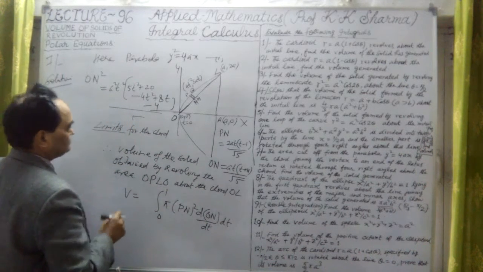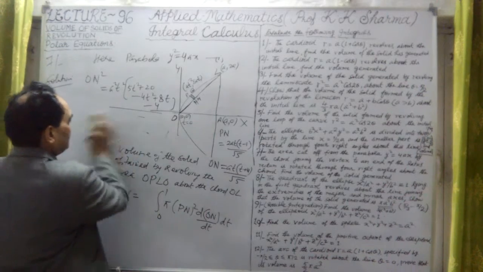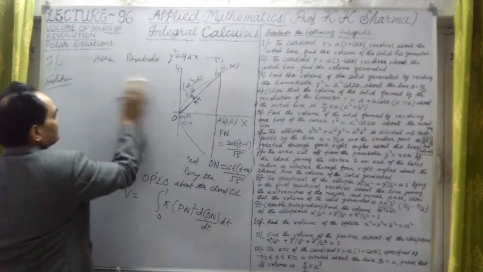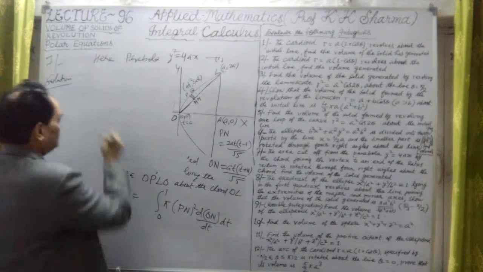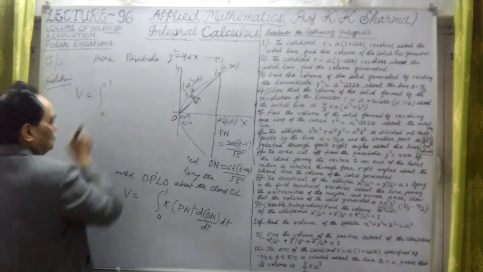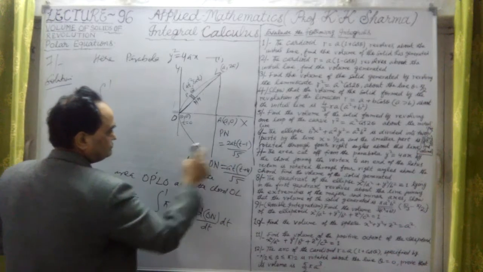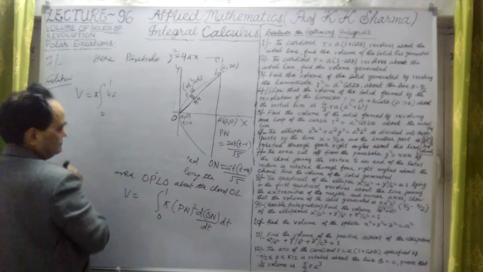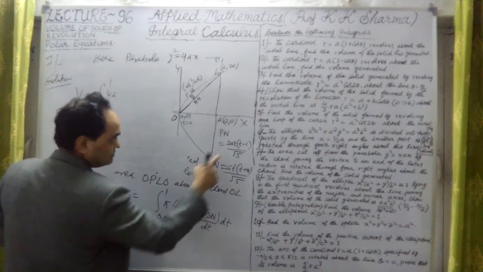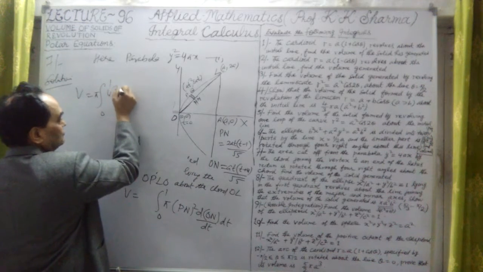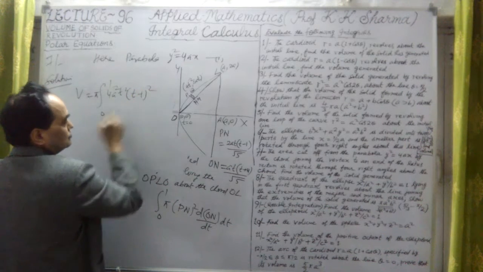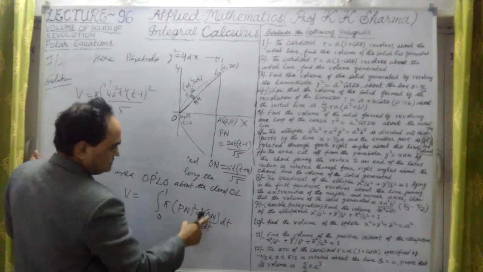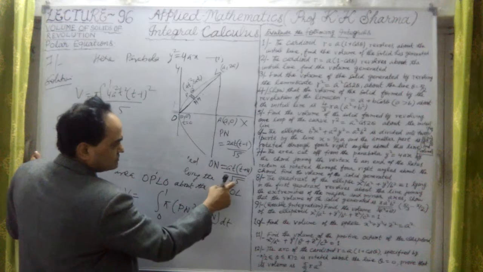Let me write that here. Therefore, let me find here the volume. Therefore, the volume of this solid is equal to, limits 0 to 1, pi, let me write pi outside. PN square is this value squared. That means 4a square t square into t minus 1 whole square upon 5 here, into d of this ON.